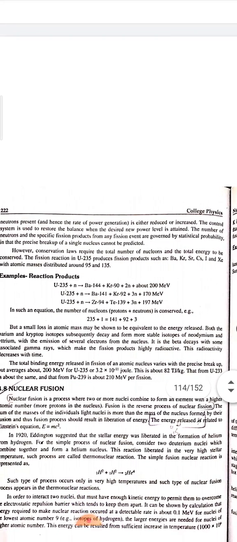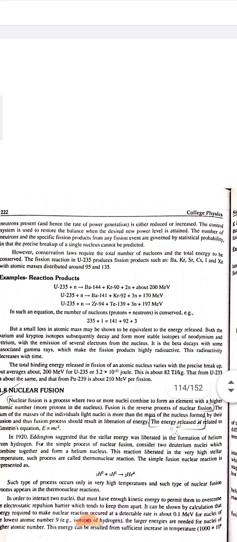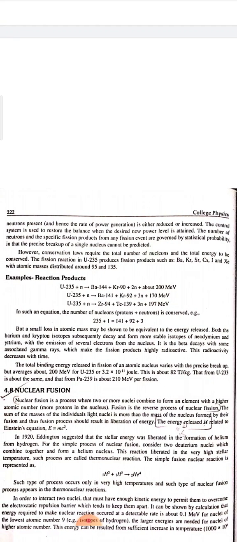You can see that uranium 235 gives barium plus krypton, or zirconium plus tellurium. In such an equation, the number of nucleons, protons plus neutrons, is conserved. For example, 235 plus 1 is equal to 141 plus 92 plus 3. The same neutrons will be there.